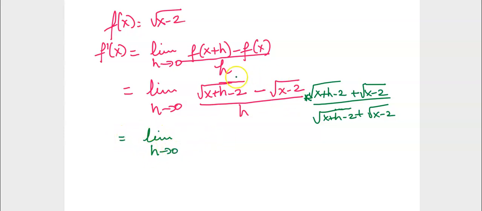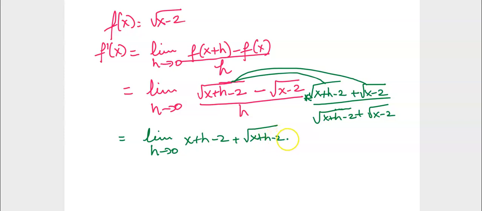Let's see here. We can multiply the numerators and simplify. Multiply this x plus h minus 2 with this one, so that will give you just x plus h minus 2. Then multiply the first term with square root of x minus 2, so that will be square root of x plus h minus 2 times square root of x minus 2. And then multiply these two terms again, minus square root of x plus h minus 2 times square root of x minus 2. Then multiply the last term with the last term.